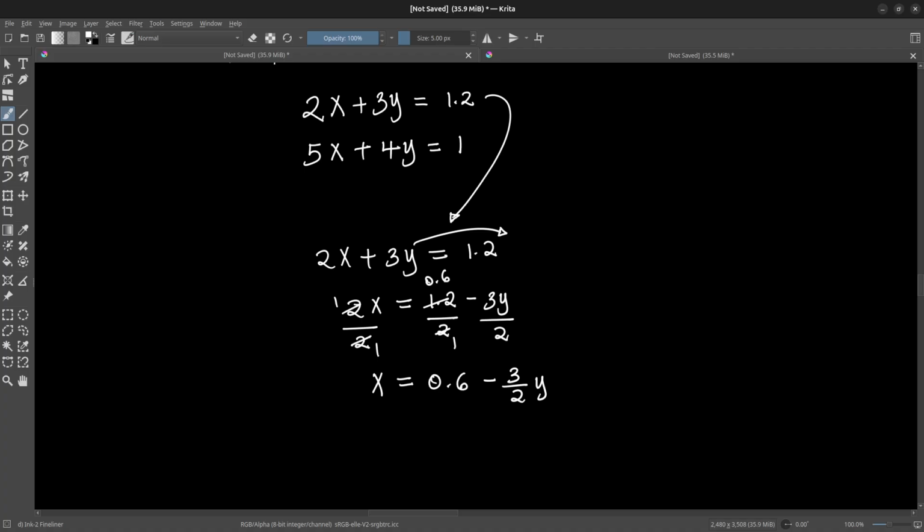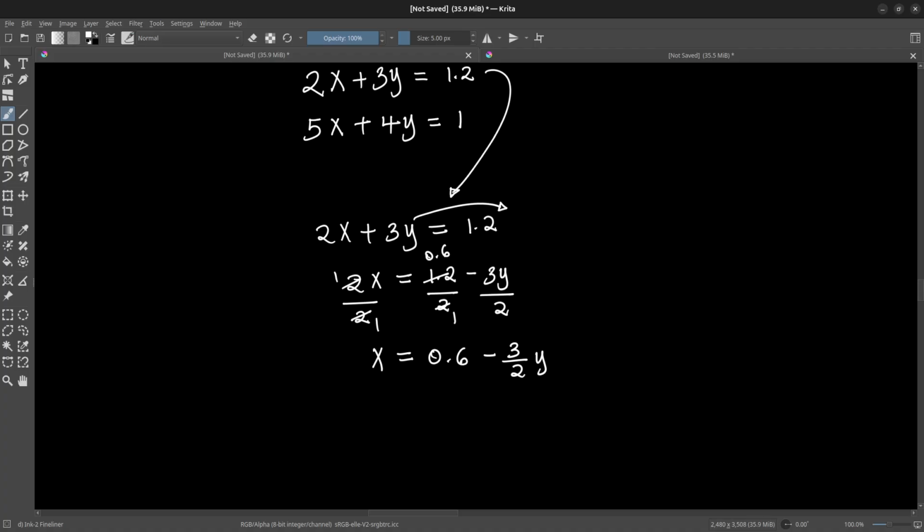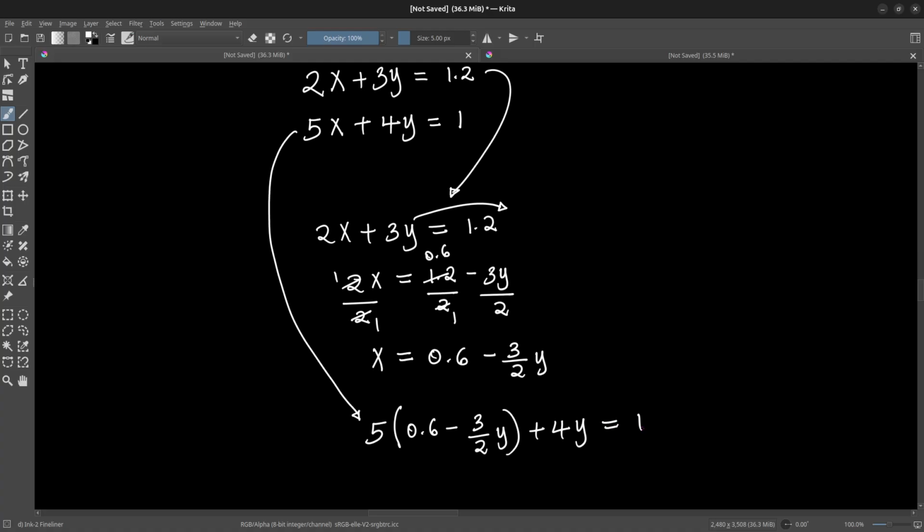Now we are going to take the second equation, this one right here, and we are going to replace the value of x with its expression in terms of y. So we are going to have 5 times x, but x is 0.6 minus 3 over 2 y, and then we have plus 4y. This is going to give us 1.